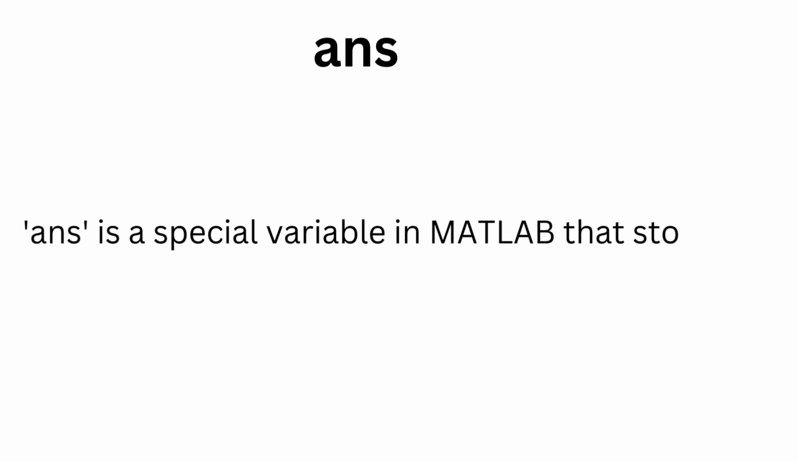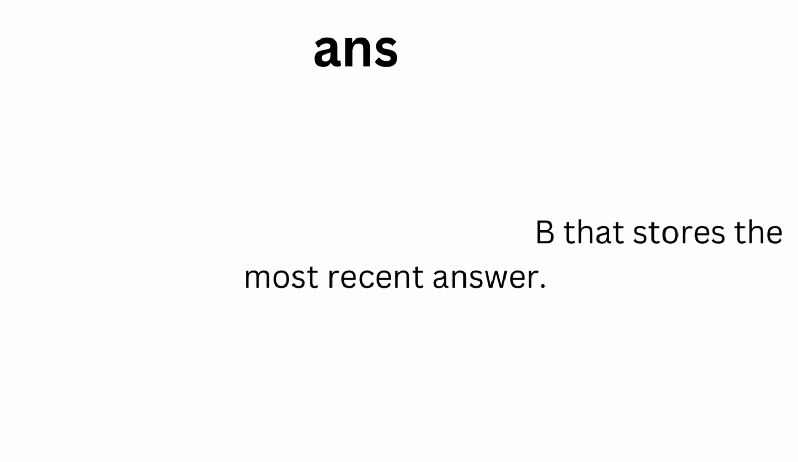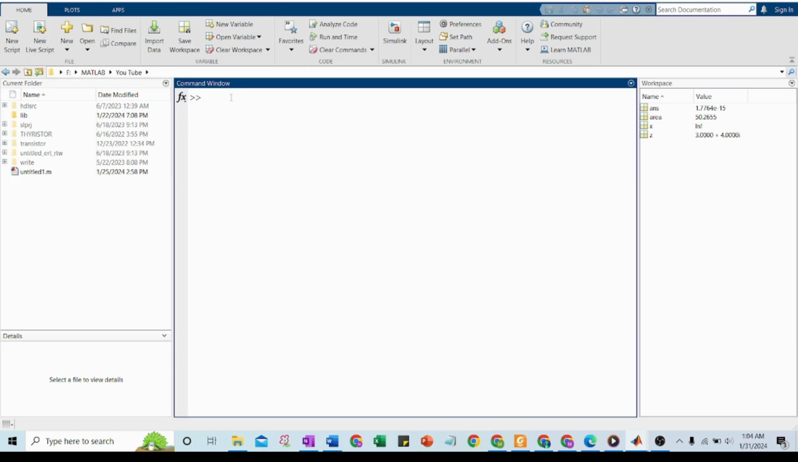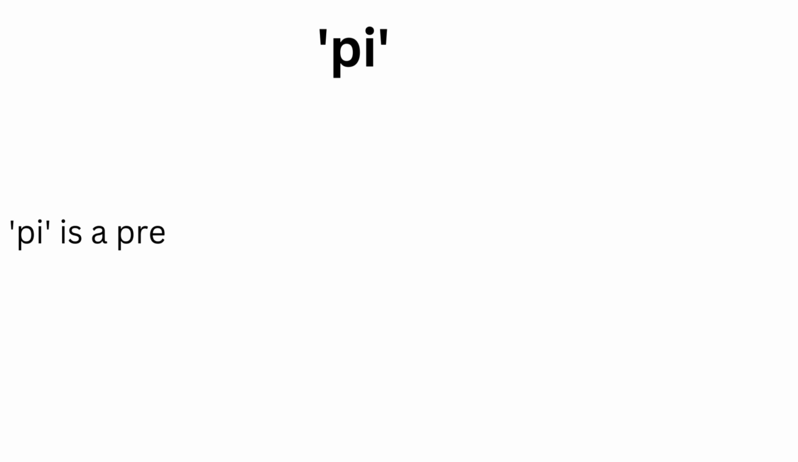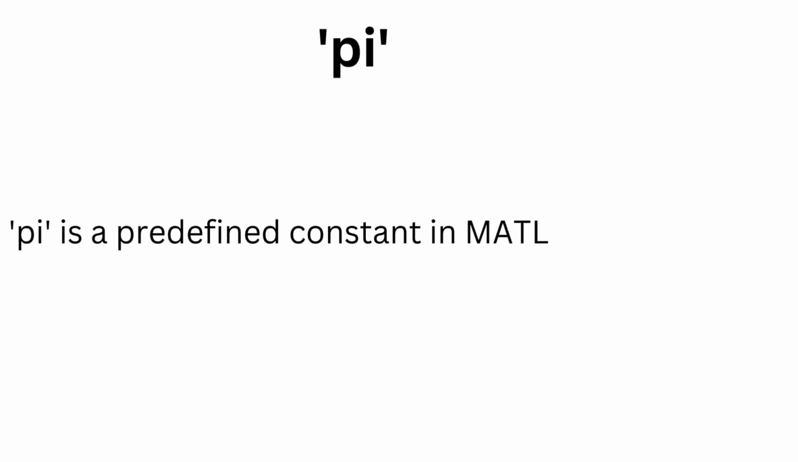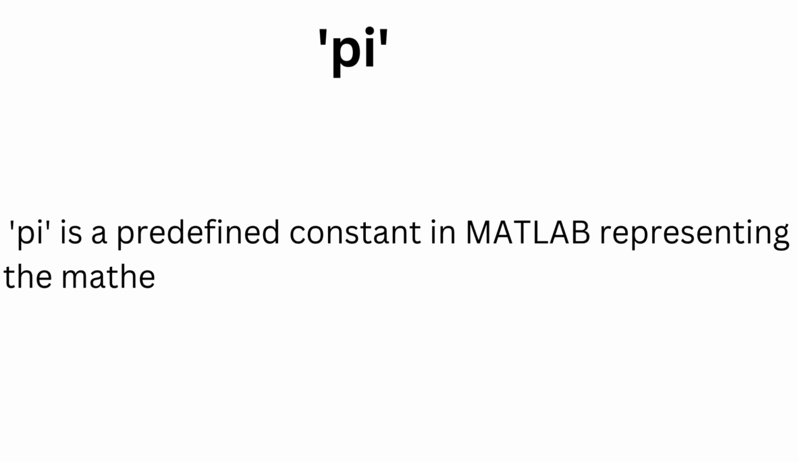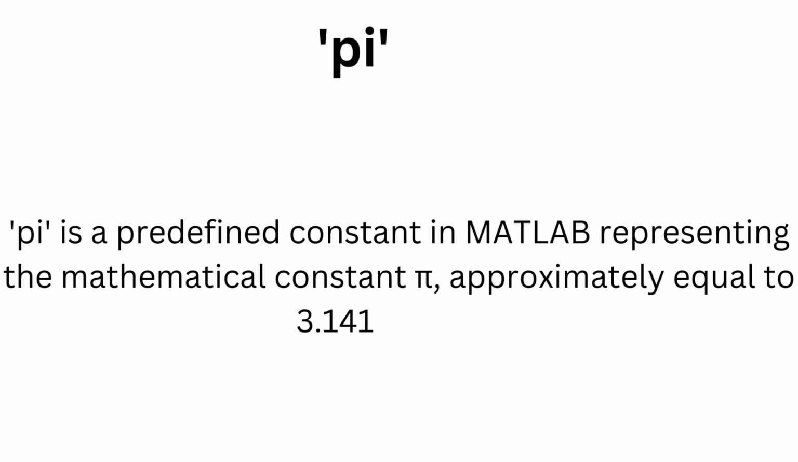ANS is a special variable in MATLAB that stores the most recent answer. Pi is a predefined constant in MATLAB representing the mathematical constant pi, approximately equal to 3.141592654.